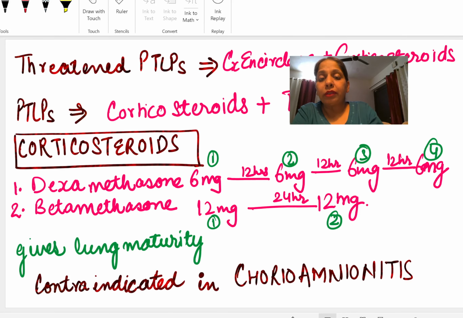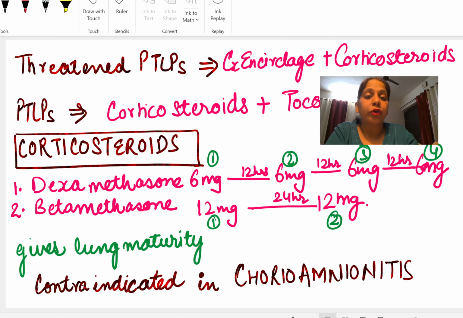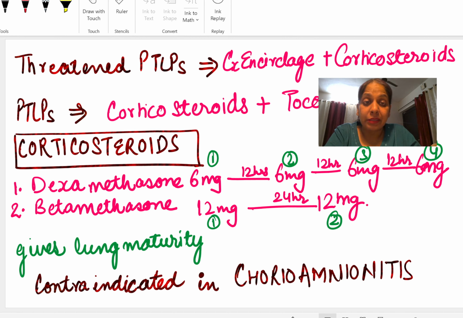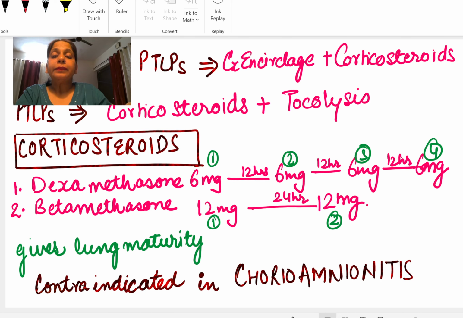Now the next is what is the treatment if it is threatened preterm labor pains. As I already told you, in threatened preterm labor pains the cervical length is shortened but there are no uterine contractions. So here we will do cervical encerclage and corticosteroids. We will give the patient corticosteroids to enhance fetal lung maturity. And if it is a case of preterm labor pains, then of course we will give the patient corticosteroids for fetal lung maturity and tocolysis. Tocolysis is to silence the uterine contractions.